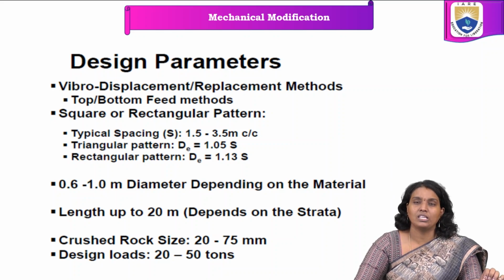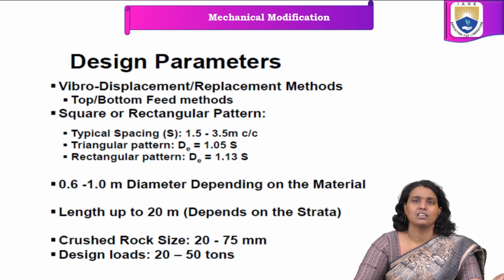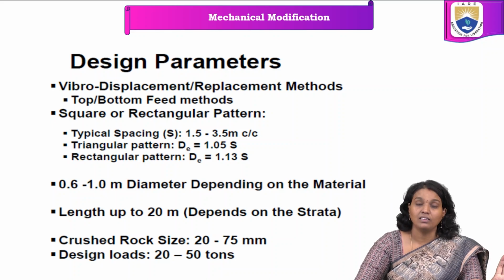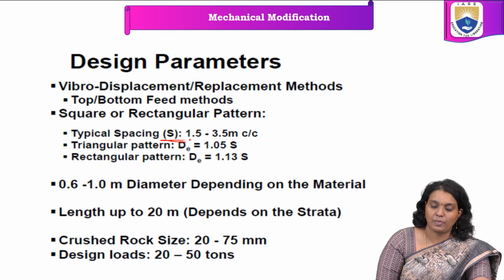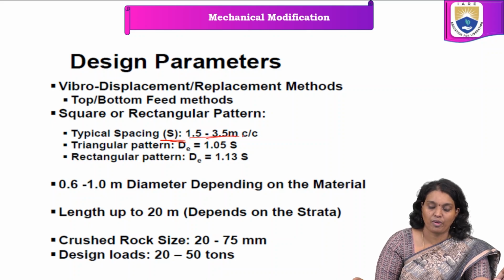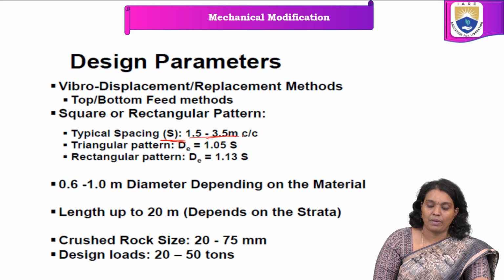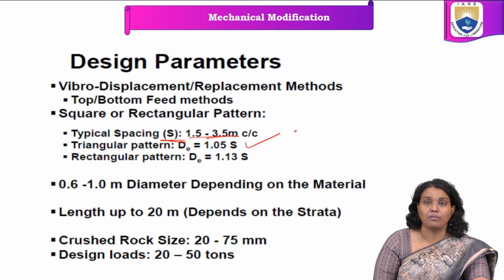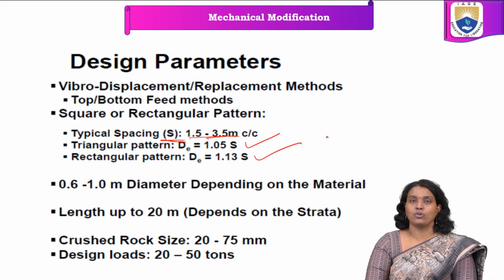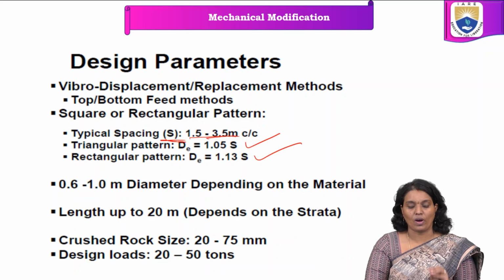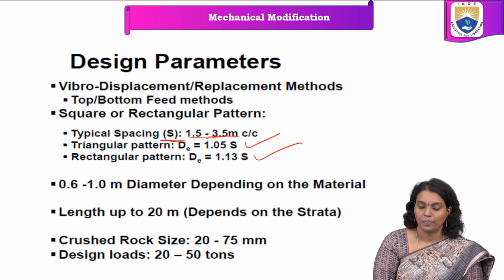In these vibro displacement and replacement methods, the top feed and bottom feed methods and whatever the pattern are important parameters. The typical spacing is 1.5 to 3.5 meters. Coming to the triangular pattern, this is the formula. Coming to the regular pattern, this is the formula we are using. The diameter is 0.6 to 1 m depending on the material.